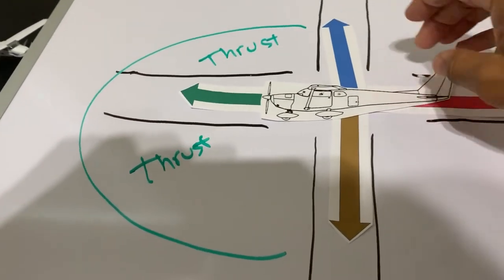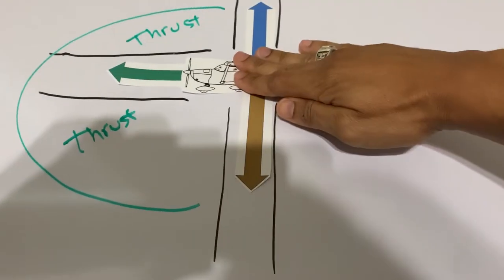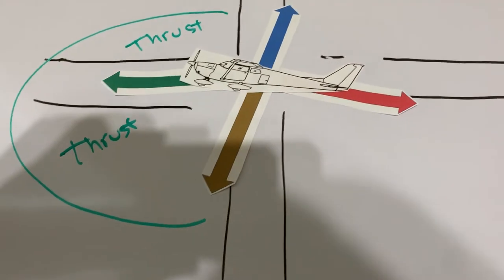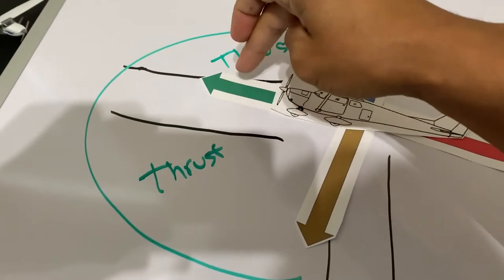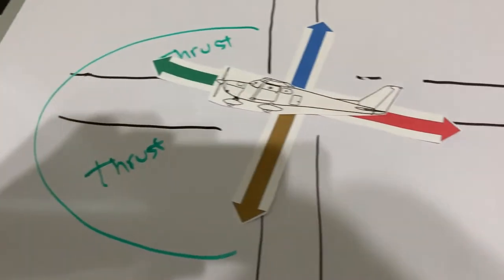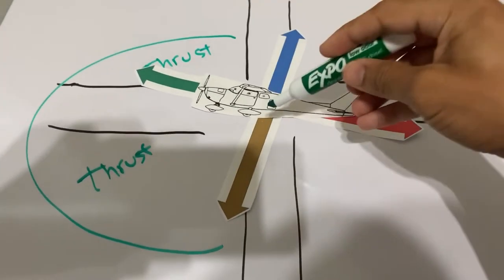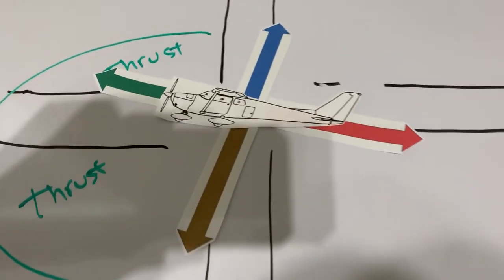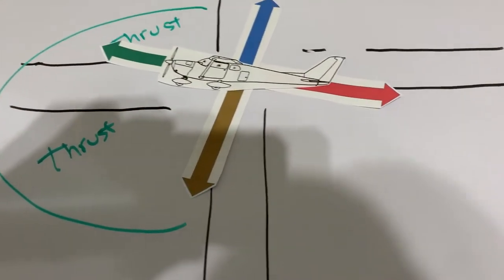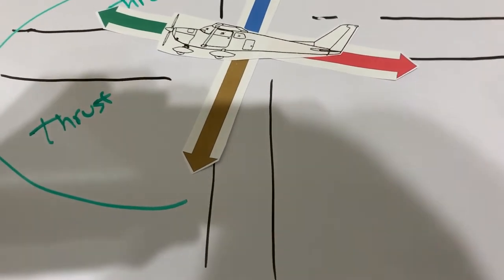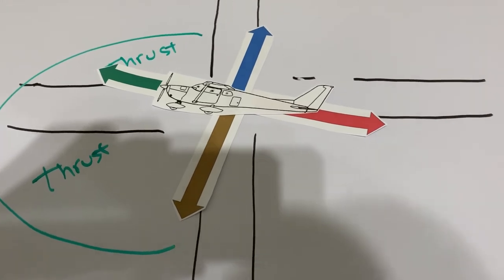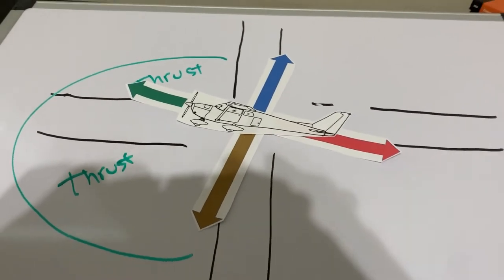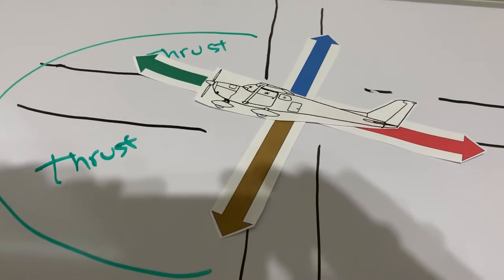Now, what happens if we start to go on the glide? Well, oh, look at that. Now, we're still going forward, but look what happens to the weight. The weight vector actually goes in as part of the thrust now. So that is what the PHAC was describing. It's very confusing the way it words it, but that's what it's talking about right there.